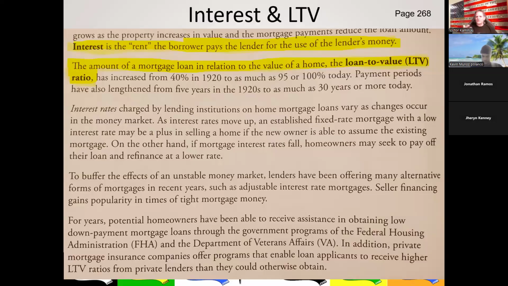President Trump has just been floating around recently the idea of having a 50-year mortgage, and people are like, 50 years?